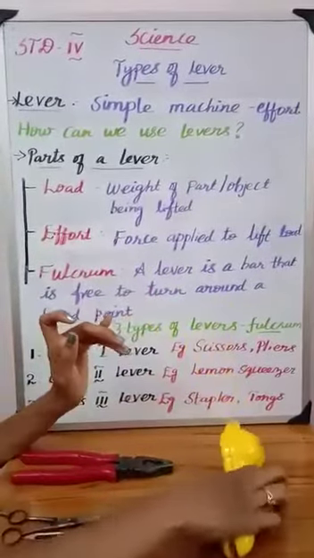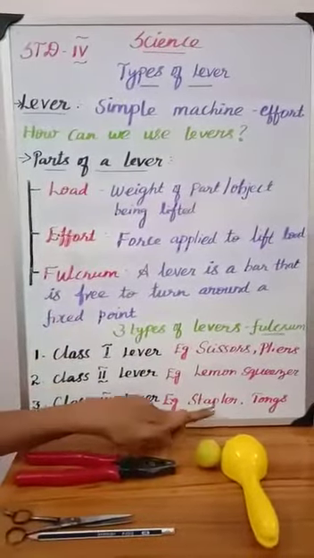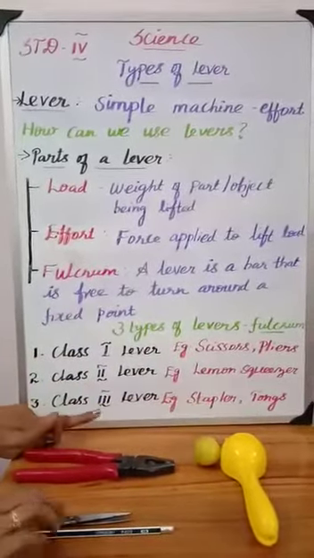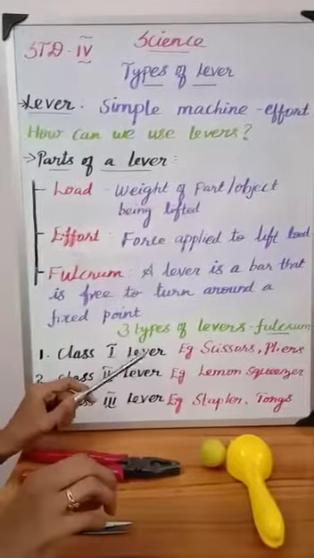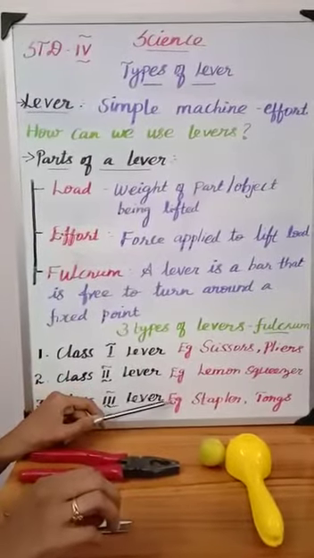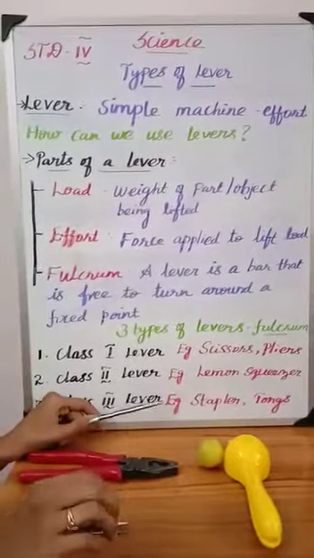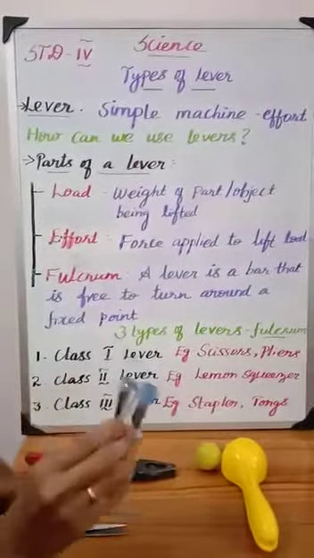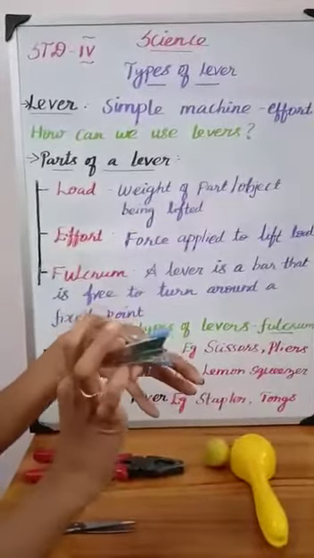And next one, class 3 lever, example stapler and tongs. A class 3 lever has the effort placed between the load and the fulcrum. The effort always travels a shorter distance and must be greater than the load. Example, stapler, we put effort here.